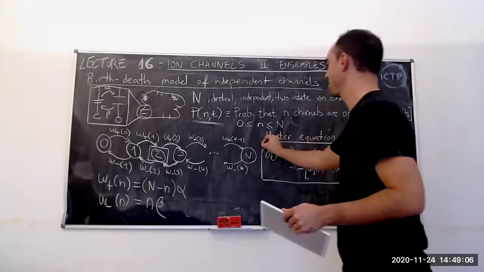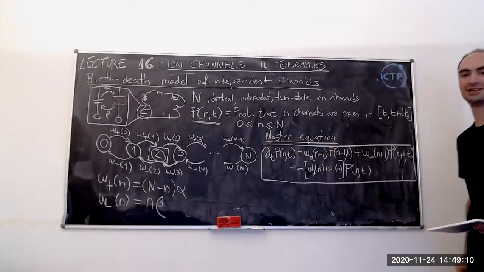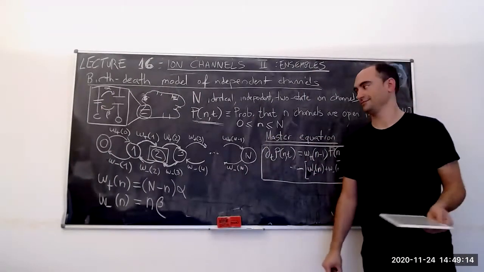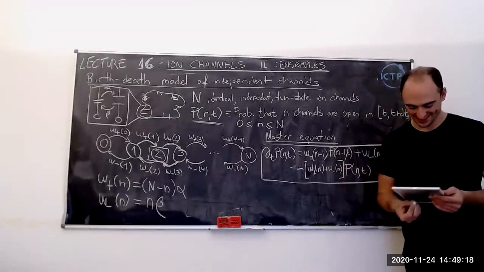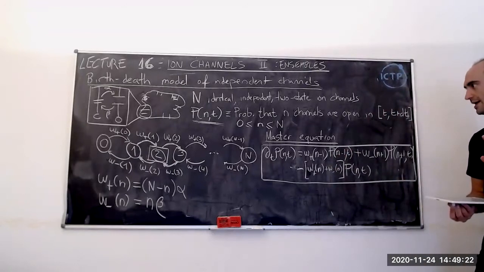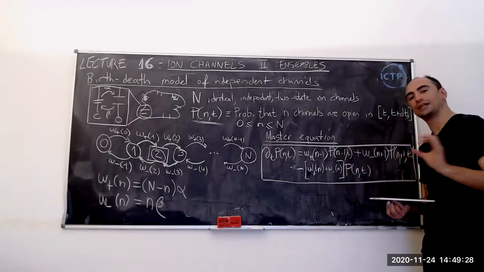Okay. If you solve this, you can get the probability to have n open channels at time t. But of course, this is not a simple equation to solve. You must realize that. Now my question is: is this all? Is this correct, or do I need to add something else?